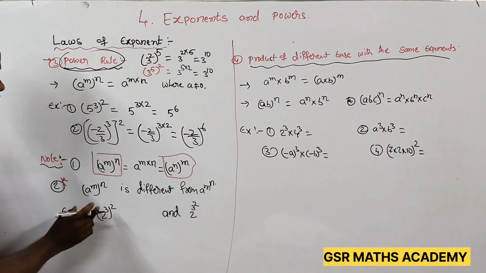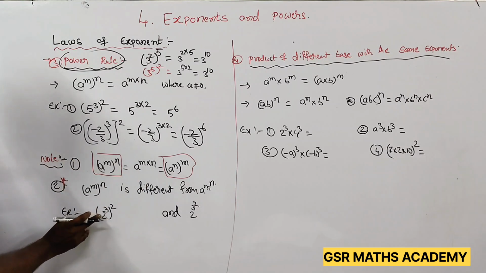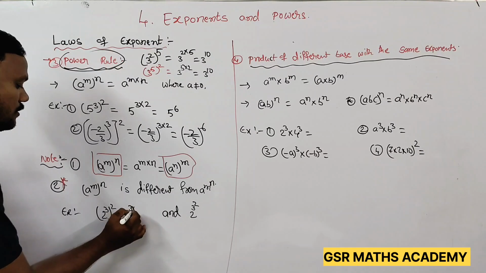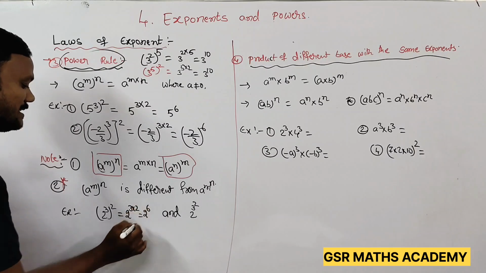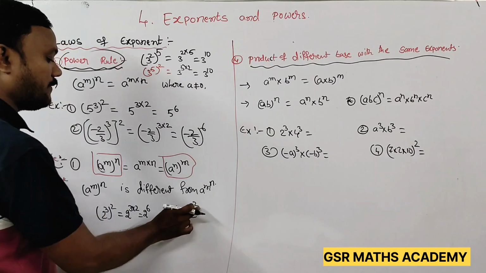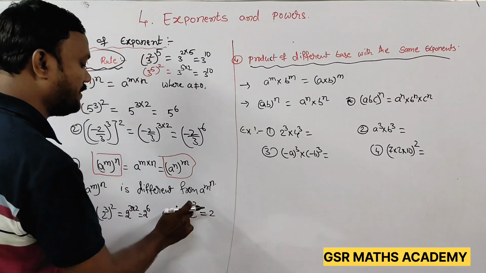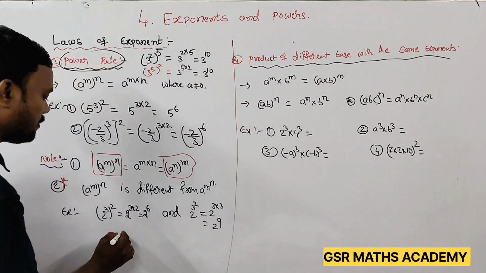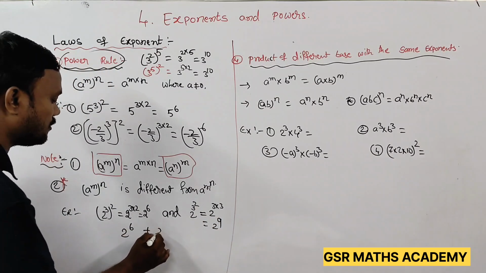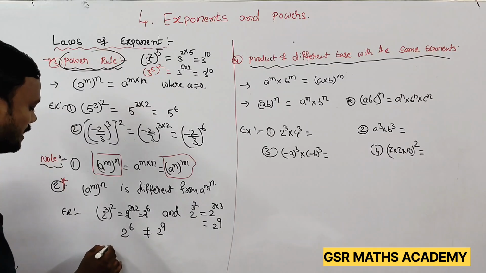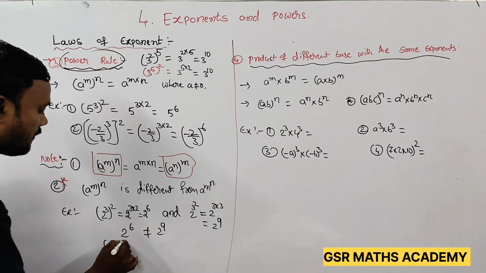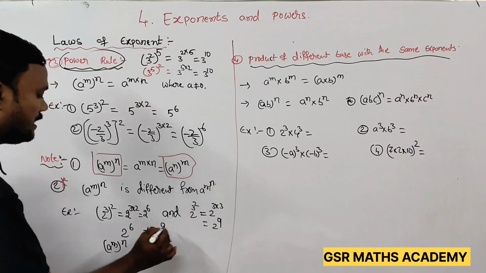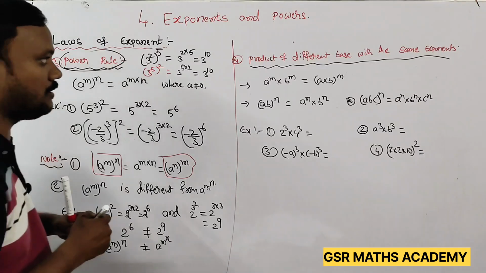What is the difference between these two? Let us see that with an example. If I take 2 to the power of 3 whole to the power of 2, this can be written as 2 to the power of 3 into 2, which is equal to 2 to the power of 6. Instead, if we take 2 to the power of 3 square, which is nothing but 2 to the power of 3 square, in the sense 3 into 3, which is 2 to the power of 9. That means here 2 to the power of 6 is not equal to 2 to the power of 9. From this, we can conclude that a to the power of m whole to the power of n is not equal to a to the power of m to the power of n. These two are not equal. That you need to notice.